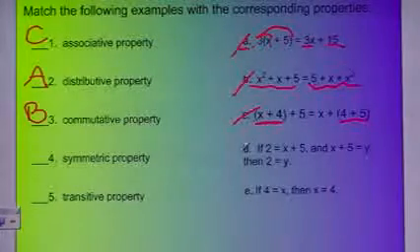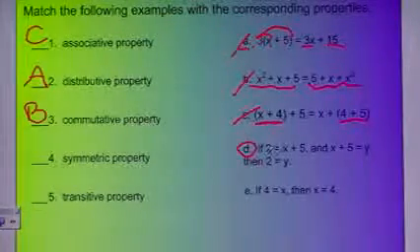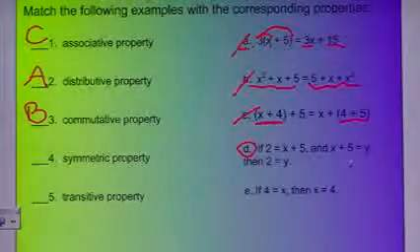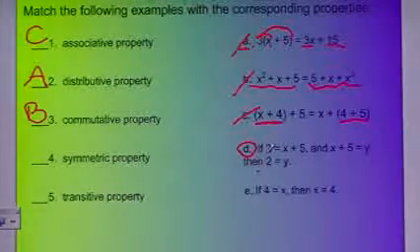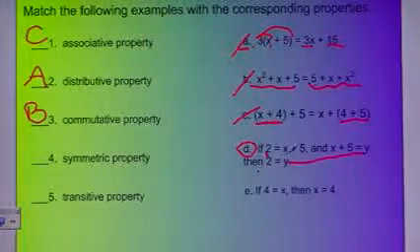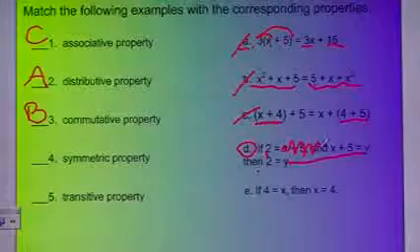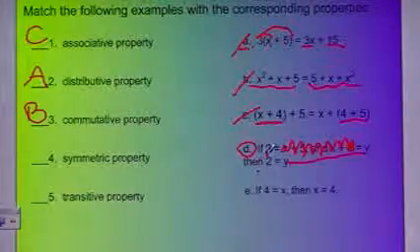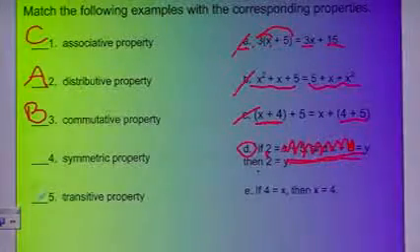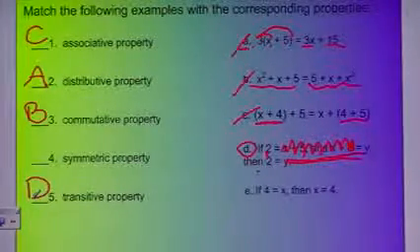Let's just look at choice D. Choice D: if 2 equals x plus 5 and x plus 5 equals y, then 2, what we started out with, equals y, what we ended up with. Choice D looks like it's getting rid of the stuff in the middle and connecting the first thing and the last thing. So that is the transitive property. Choice D is the transitive property.